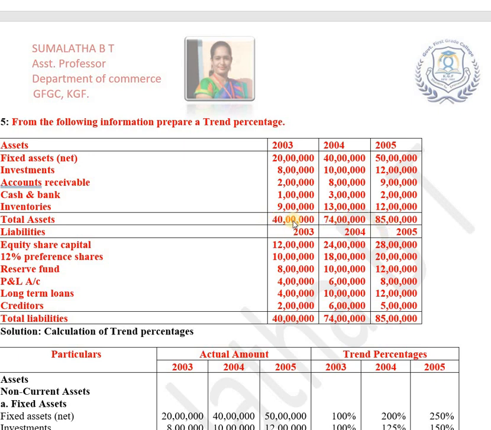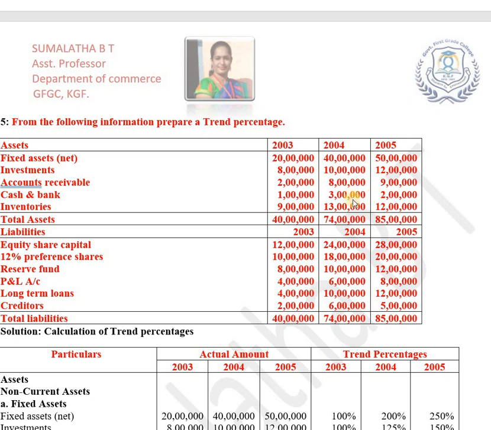Here itself we can know, every year you can see there is an increase in the assets. It's a good sign. Fixed assets have increased, investment has increased, right? Cash and bank again it is increasing, but in 1 year it has decreased, but not an issue. But accounts receivable has increased. So bills at any time you can go for discounting that. And inventories also have increased.